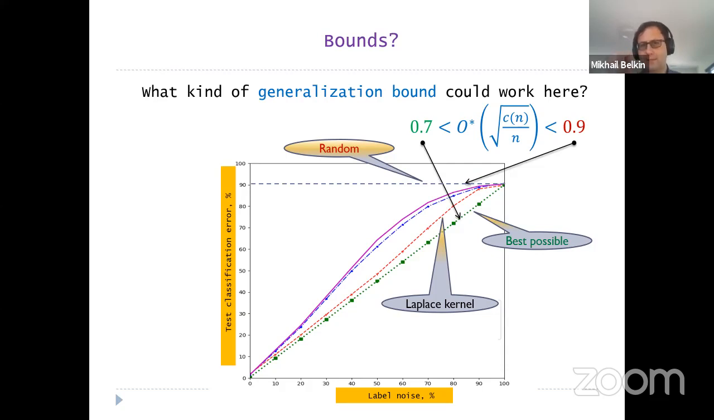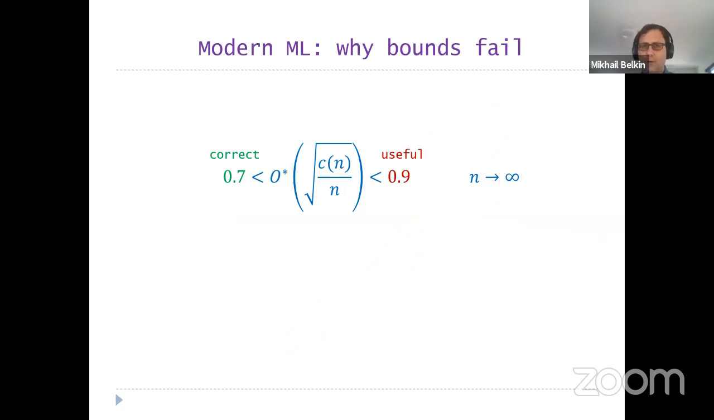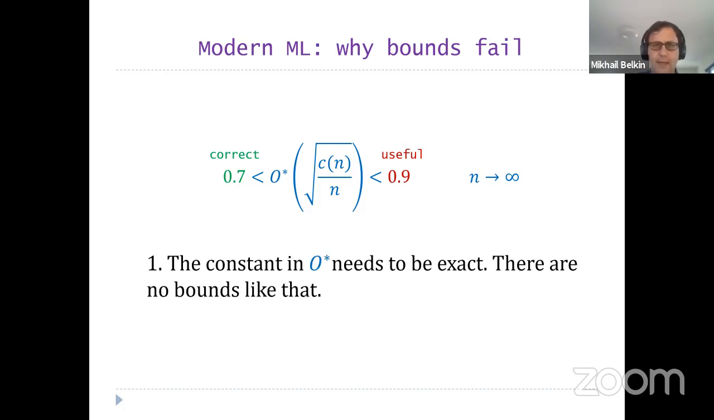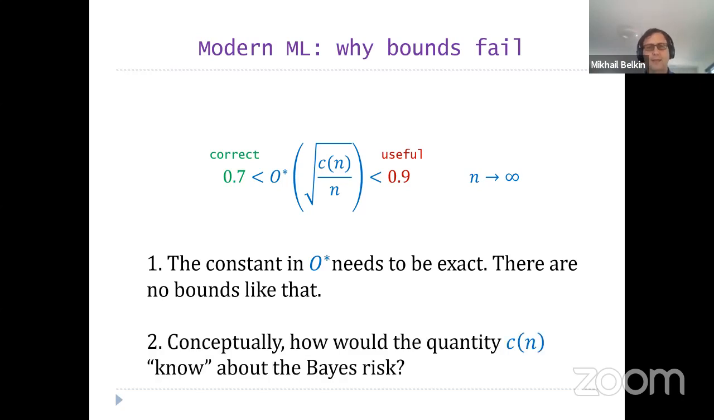It cannot be above 90% because it would be trivial. So if you want to have a bound which is non-trivial and hopefully correct, it has to be between 0.9 and 0.7. And presumably as n goes to infinity, that should hold. Now the problem is that first, this constant has to be exact, and unless in some very, very special cases, we don't have bounds with exact constants. Usually the log factors and all sorts of other things are there. Second, how would the quantity under the square root even know what the correct level is? Because the correct level has to do something with the Bayes risk, right? It doesn't have this detailed knowledge about the problem.